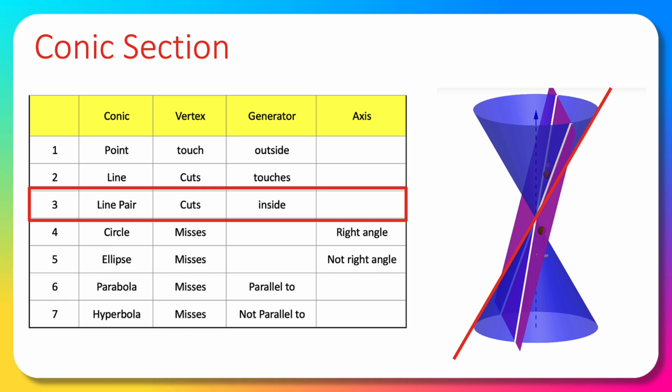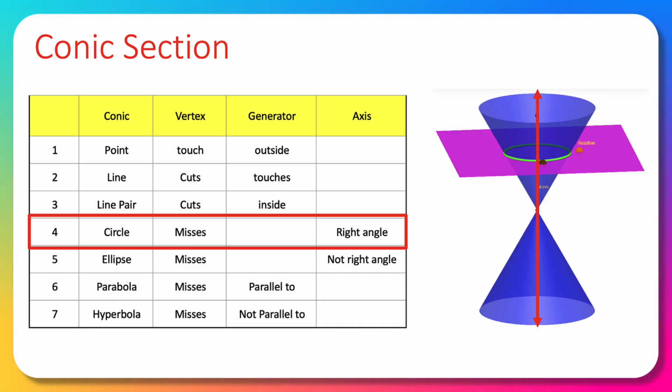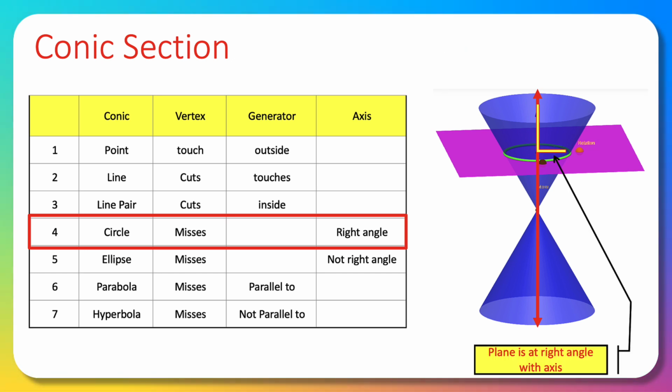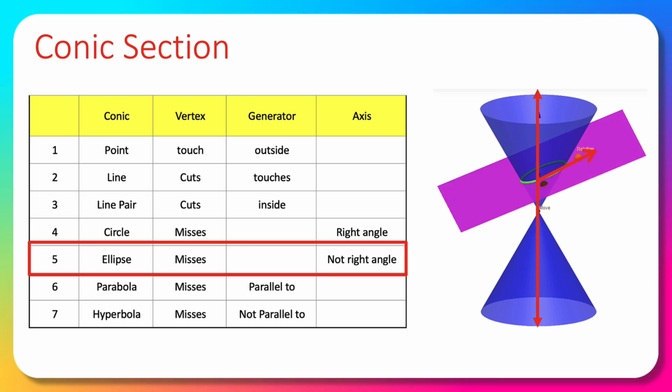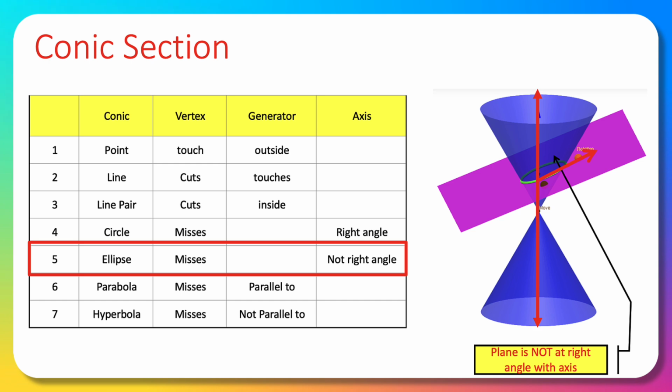A pair of lines. A pair of lines is also a conic section obtained by the intersection of a cone and a plane in which the plane touches the vertex and the plane is inside the generator, meaning towards the inside of the directrix. In this case, the plane contains two generators of the cone, and it is also the limiting form of a hyperbola. Circle. A circle is a conic section obtained by the intersection of a cone and a plane in which the plane meets the vertex and the plane is at right angle with the axis. Ellipse. An ellipse is a conic section obtained by the intersection of a cone and a plane in which the plane meets the vertex and the plane is not at right angle with the axis.